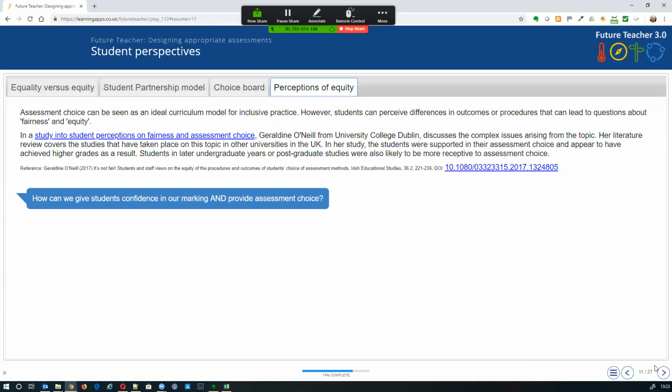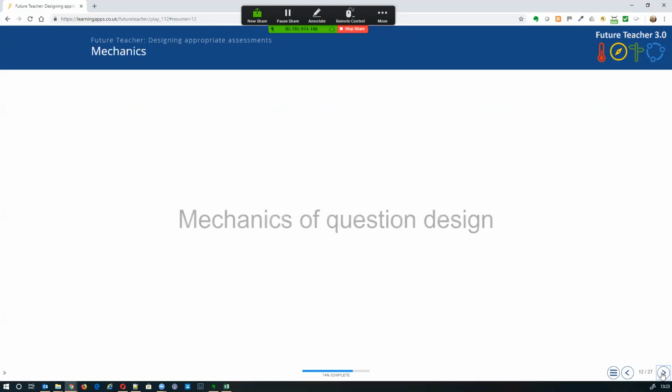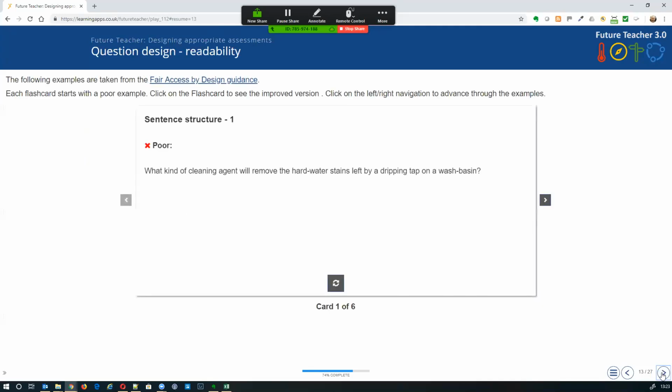And the key thing is really conversations with students and having them as partners in the way you engage them in assessment. What's on the next slide, Ron? So it's the mechanics of question design. What we're going to do, I'm not going to go through all of these because these are real fun. I love these, but they're things that you want to do on your own in your own time.